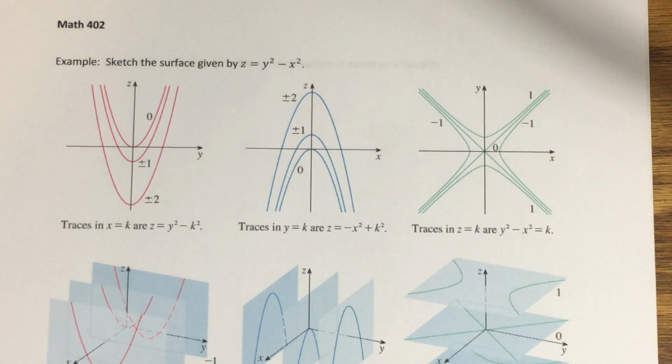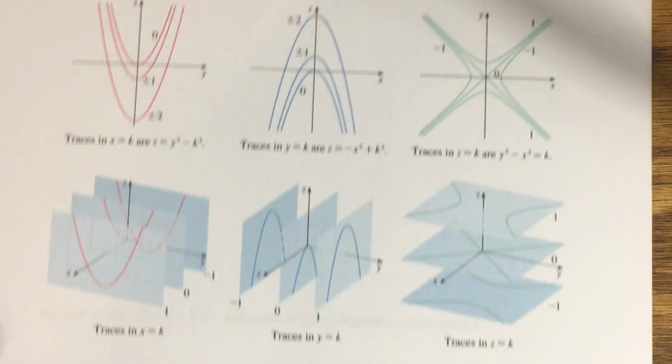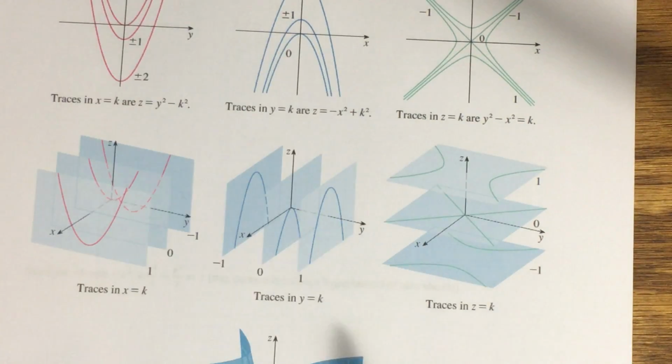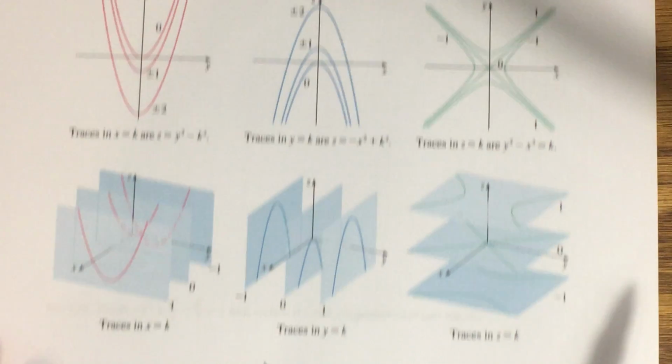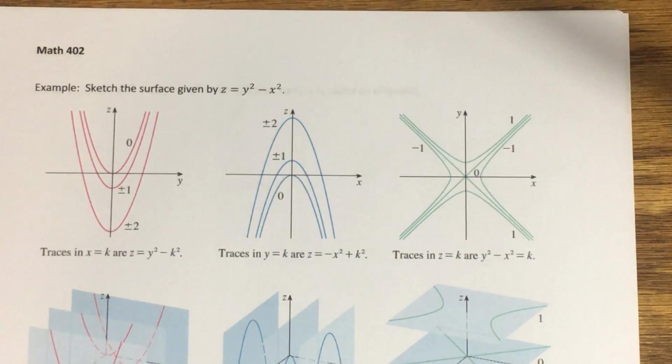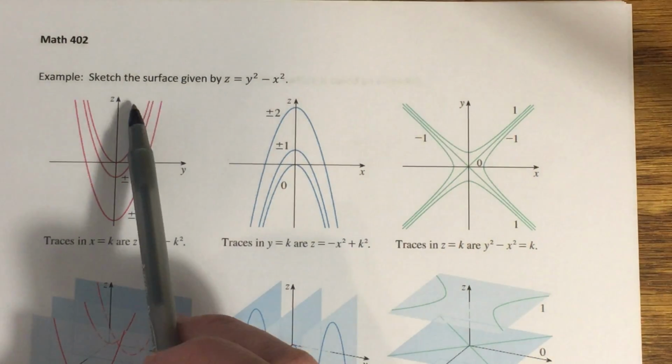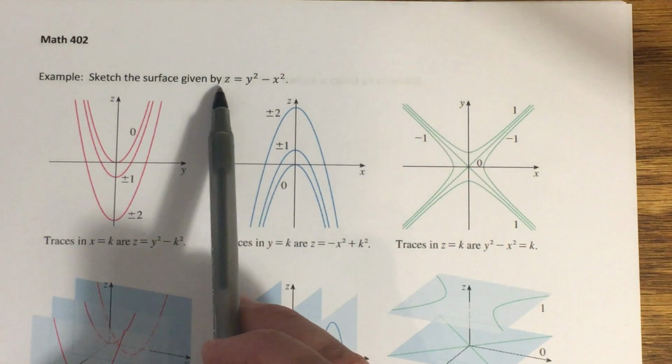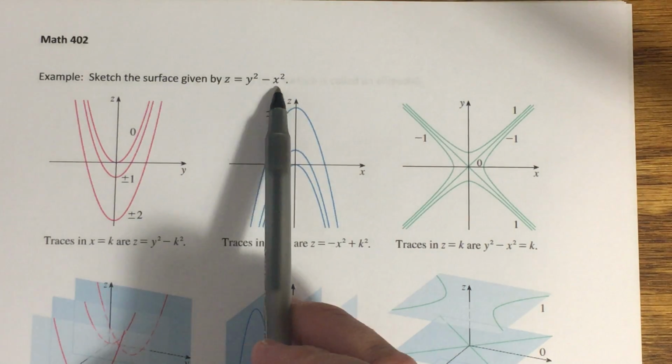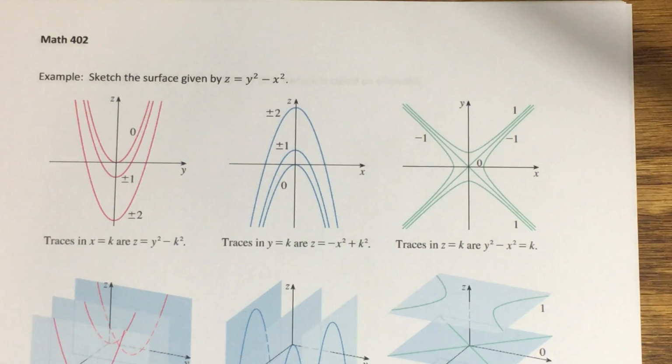This is an example straight out of your book, and I use this example because I could use the images, which I really struggle with drawing. So I want to go through this bit by bit. This equation here, z equals y squared minus x squared, results in a quadric surface that we're going to call a hyperbolic paraboloid, which we'll make sense of in a minute.